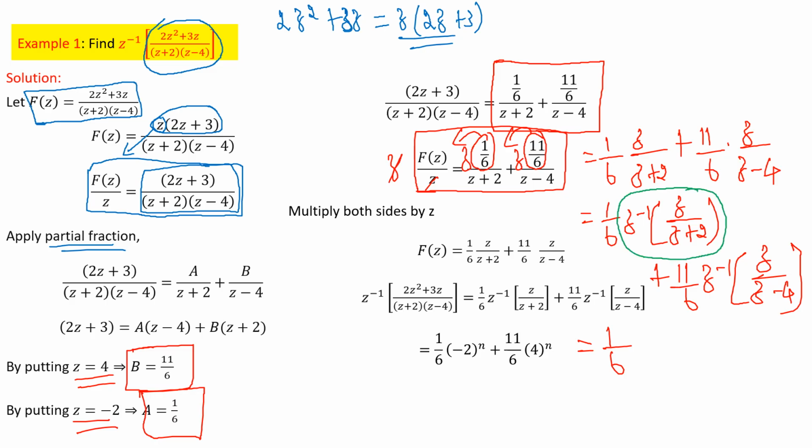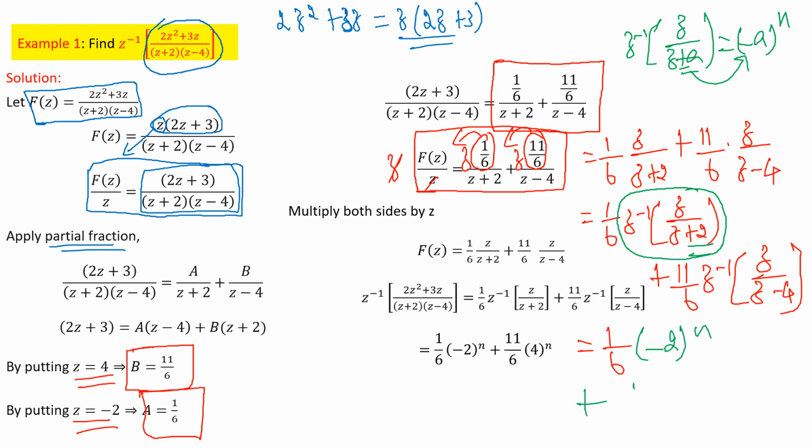So this is nothing but, what is the rule? Z inverse of z by z plus a is equal to minus a whole to the power n. If it is plus, this would become minus. So here we have plus 2, so I can write minus 2 to the power n plus 11 over 6 for this one.